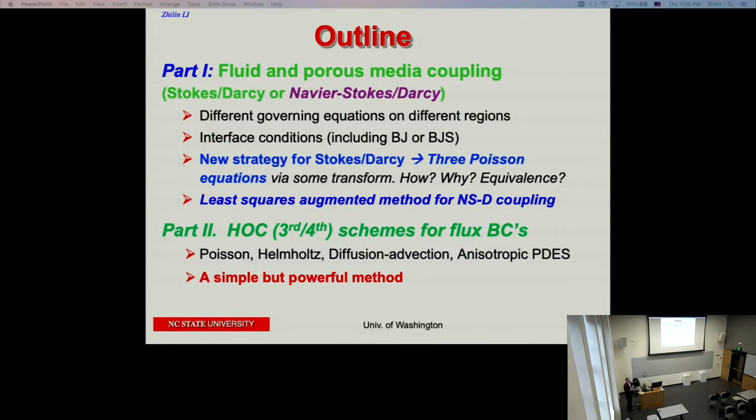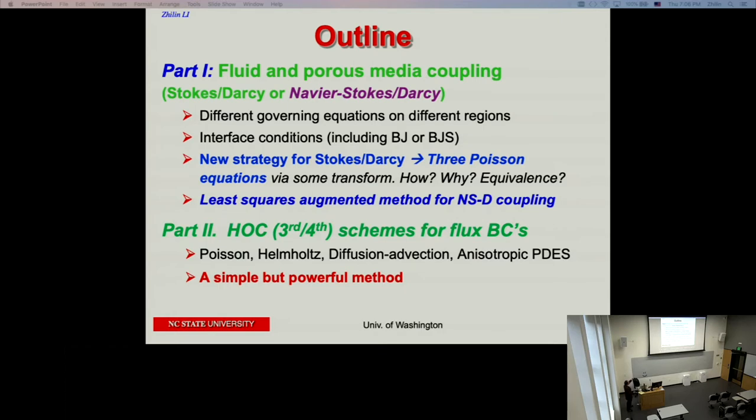So the main idea is a new strategy: how do we change this complicated problem into three Poisson equations? Actually, with Randy, we did something a long time ago for the Stokes equation, but that was with an interface. Now we just have two different governing equations.